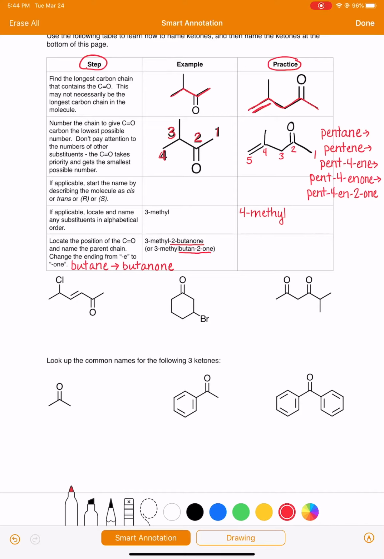People, this is why IUPAC came up with the rule of putting the numbers in the middle of the name. Because if we weren't putting the 4 and the 2 in the middle of the names, things would get very confusing. So this molecule's full name is 4-methylpent-4-en-2-one.